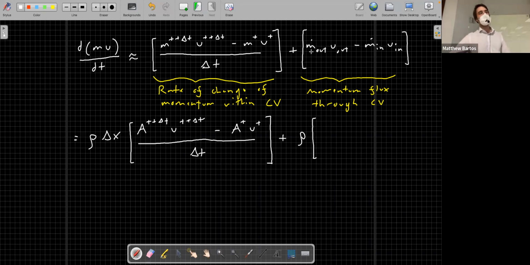What happens if we factor out the density from this term here, from this mass flow rate term? What does it become? Right? Yep. And another name for that would be the flow rate, right? Exactly. So this will be Q out times the velocity out minus the flow in times the velocity in.